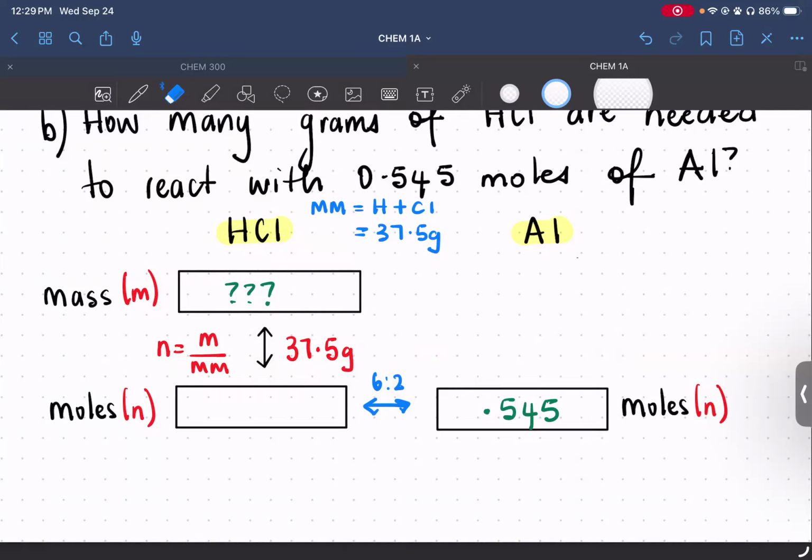I see a hand, Sarah. Sure. There is no reason to believe in this question that you're dealing with isotopes. I would have to specify that for you. Otherwise, if not specified, you are allowed to assume that it's from the periodic table. So that's where we get the masses from.